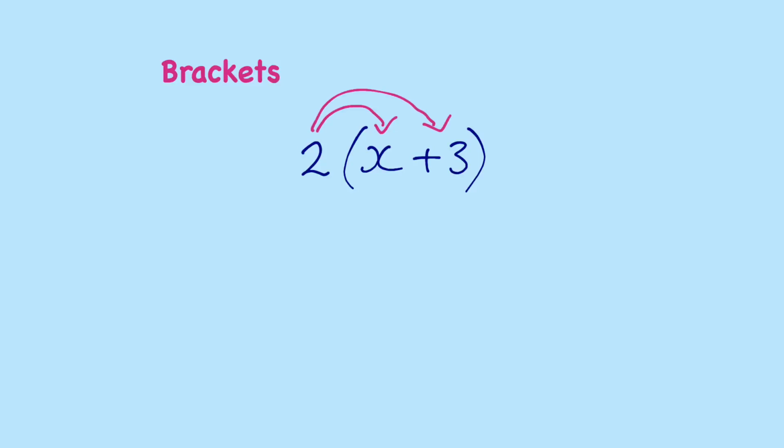Now we're going to have a look at some brackets. In algebra, brackets means times, so therefore this means 2 times x plus 3. Now as there are two terms inside the bracket, an x and a 3, you want 2 times the x, so you want 2 lots of x, and you also want 2 lots of 3. So that would give you 2 times x is 2x, and 2 times 3 is 6. So the answer is 2x plus 6.